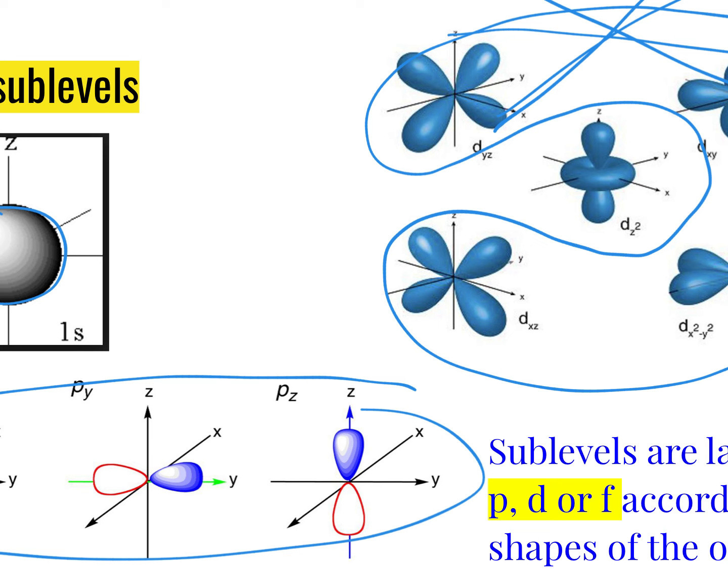You need to know the shape of S, P, D. S is a sphere. P is called the dumbbell shape or the infinity shape. And D looks like a 4-leaf clover because it covers the 4 diagonal spaces in between the X, Y, and Z axes.